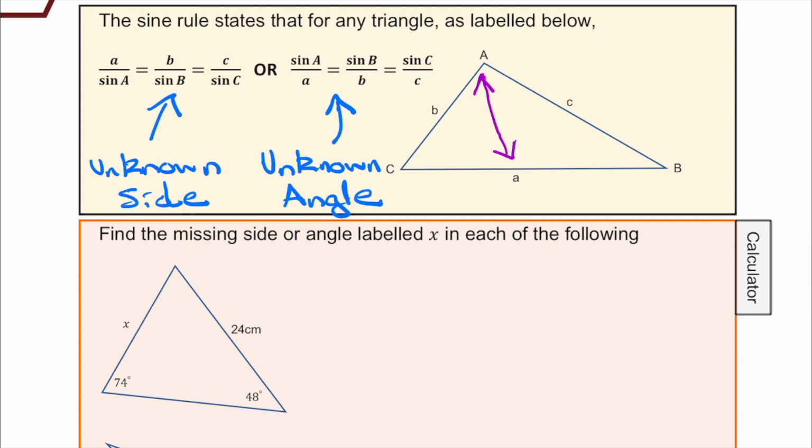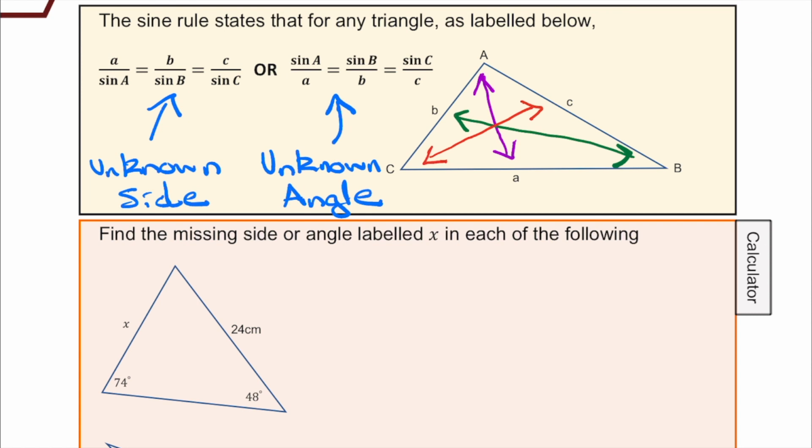Same idea with the B's as well. So capital B is my angle, lowercase b directly opposite it is a missing side. And same idea with the next one as well. So capital C is another angle, lowercase c directly opposite it is another side.